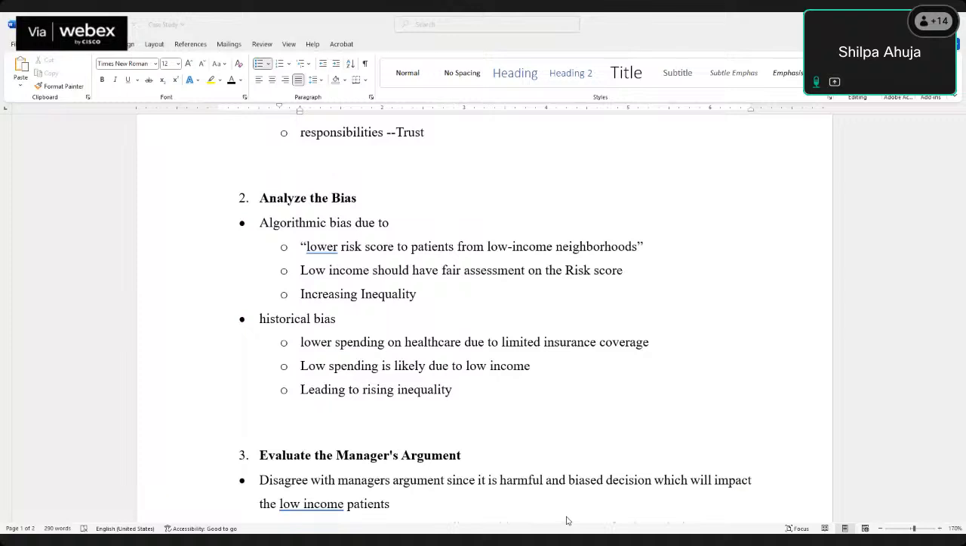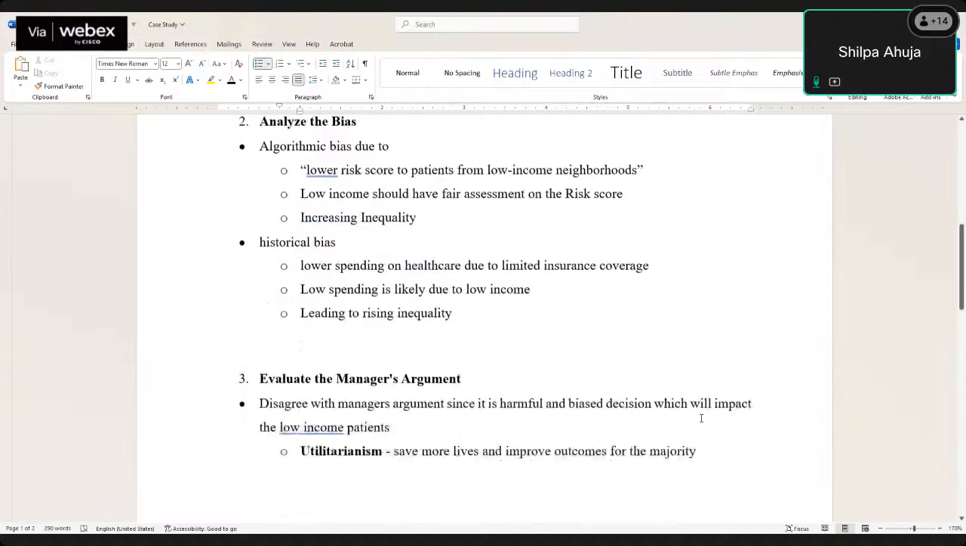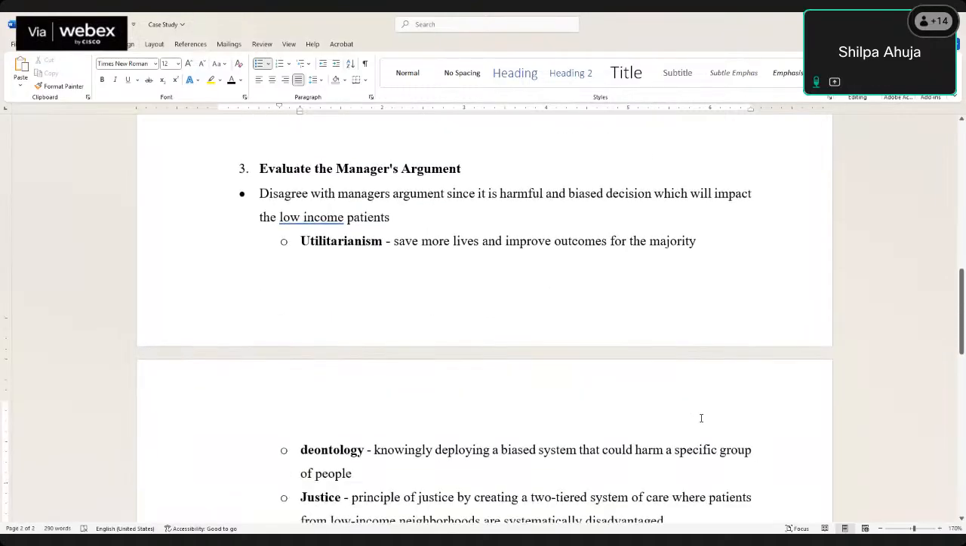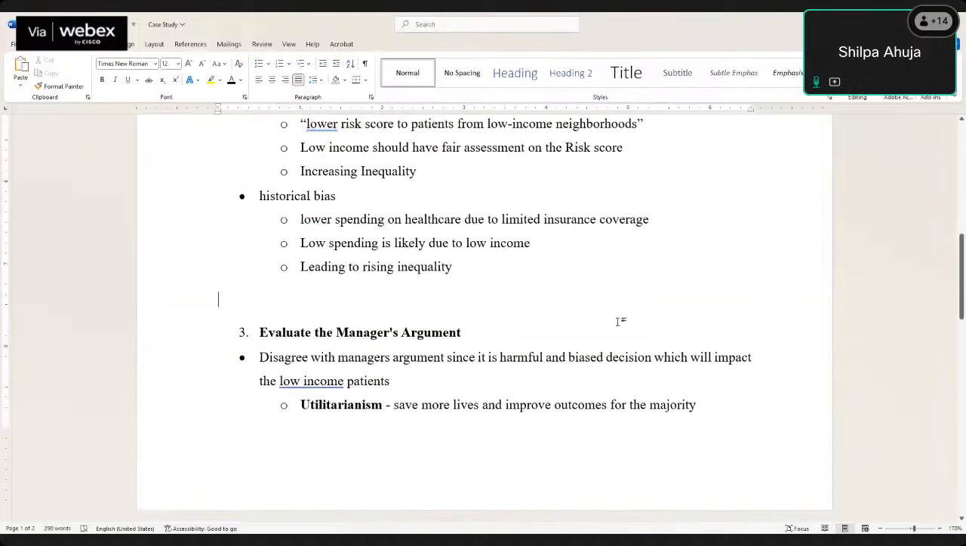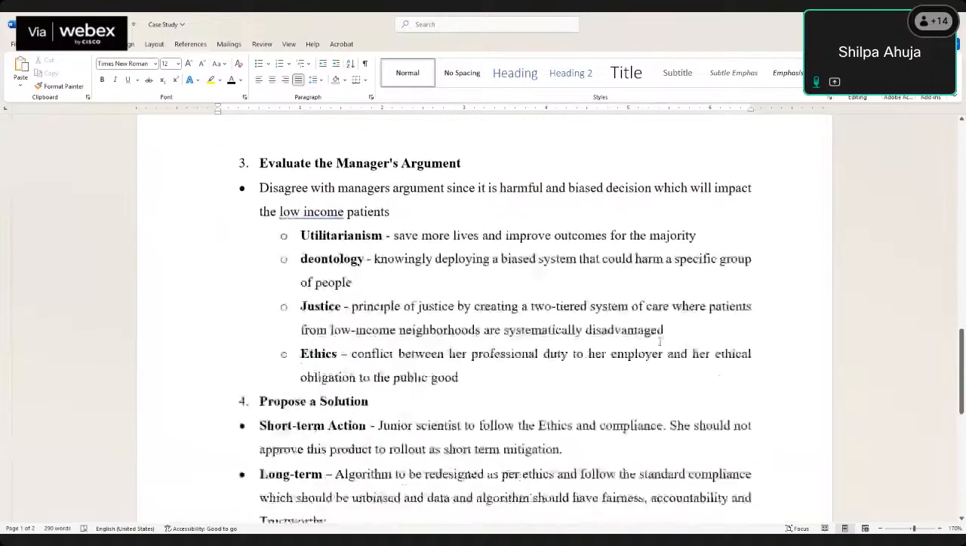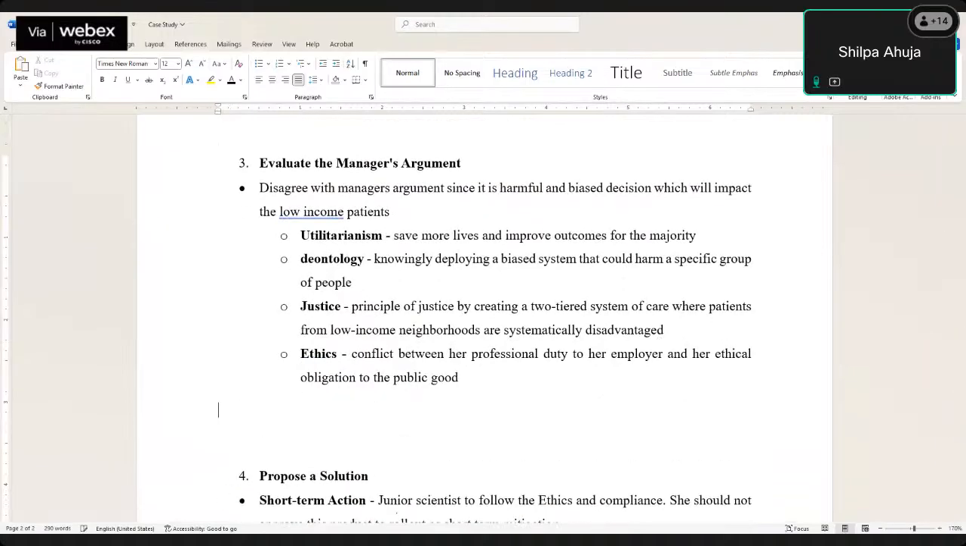That's about the second question. Then evaluating the manager's argument. So there were certain aspects to it which were being asked in the question. First of all, we disagree with the manager's argument, since it is a biased decision which will impact the low income patients and further push them towards lower healthcare.